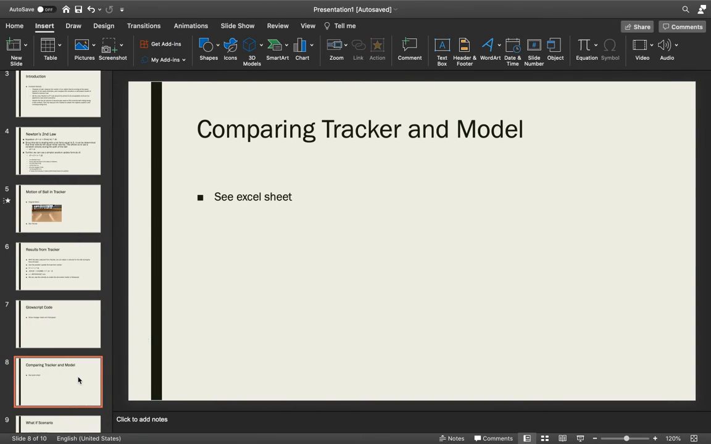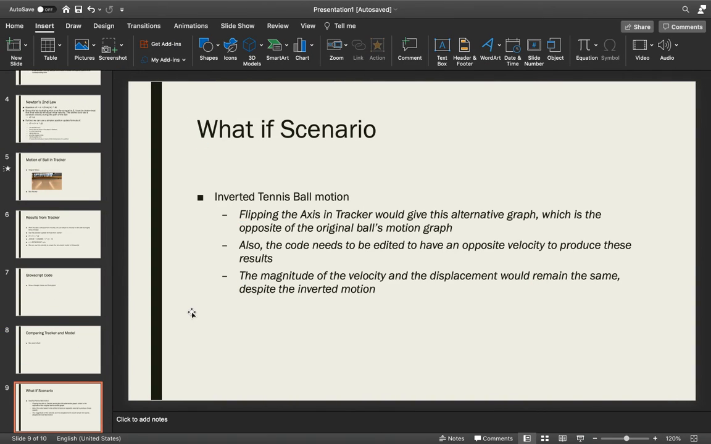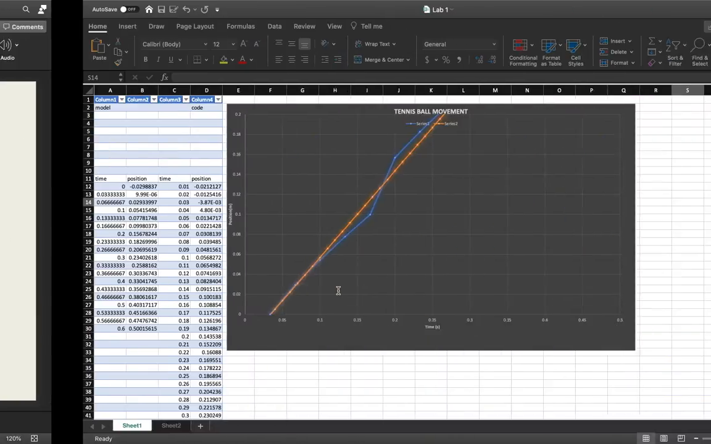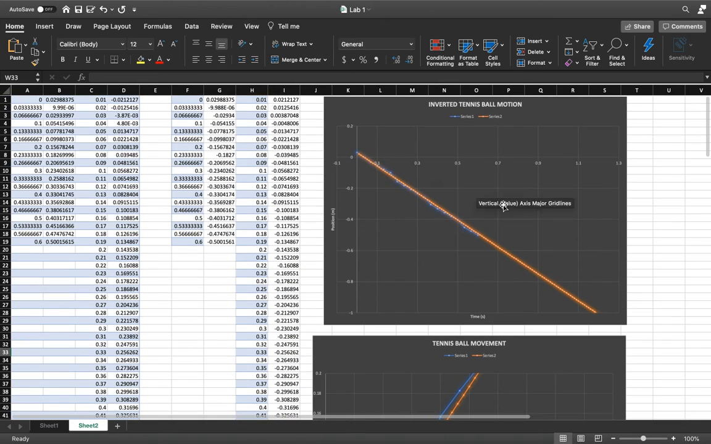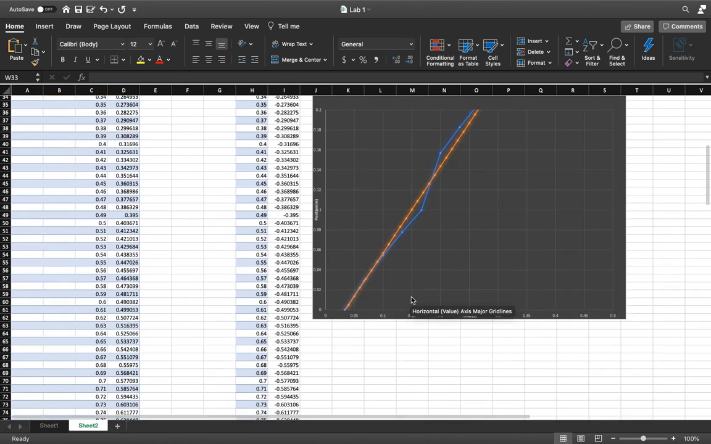Now we'll do a little what-if scenario, which is an inverted motion of the tennis ball, where we flip the axis in Tracker to give an alternative graph, which is the opposite of the original ball's motion, and the code would need to be added to for the velocity. But the magnitude of the velocity in this case will remain the same. The only thing that changes is the direction of the velocity, as seen here. This is the inverted motion. This is our original motion.